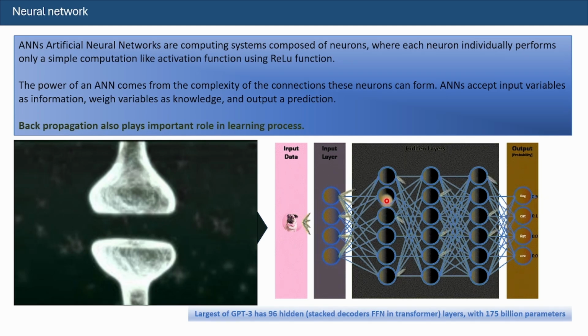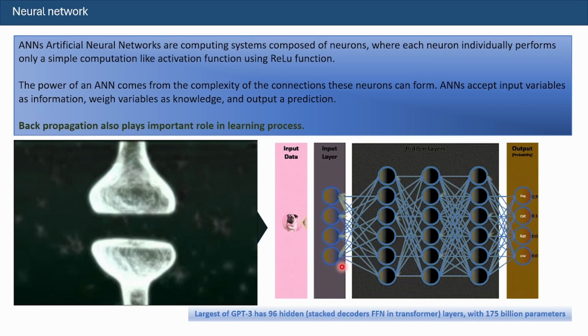The real power of a neural network does not come from one neuron. It comes from millions or billions of neurons connected together. Now, look at the diagram on the right. The data first enters through the input layer. This could be text, an image, or numbers, converted into a numerical form the network can understand.